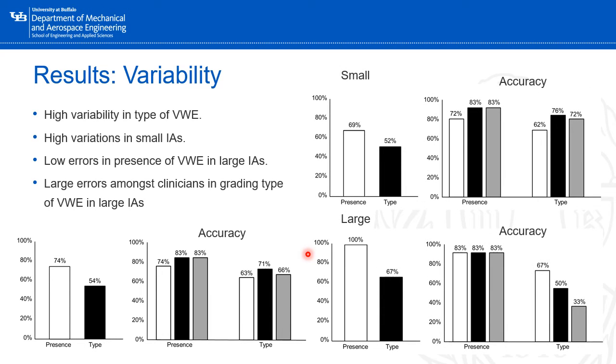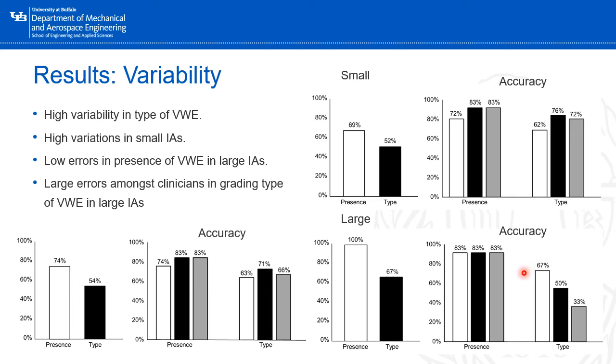Furthermore, we actually segregated these into small aneurysms and large aneurysms, and we observe that in small aneurysms particularly, the agreement is even lower. It's 69% for the presence of vessel wall enhancement and 52% for the type of vessel wall enhancement. But this changes when you look at larger aneurysms because the agreement increases, where the clinicians agree on the presence of enhancement on all the aneurysm cases, and they agree on 67% of the cases on the type of vessel wall enhancement.